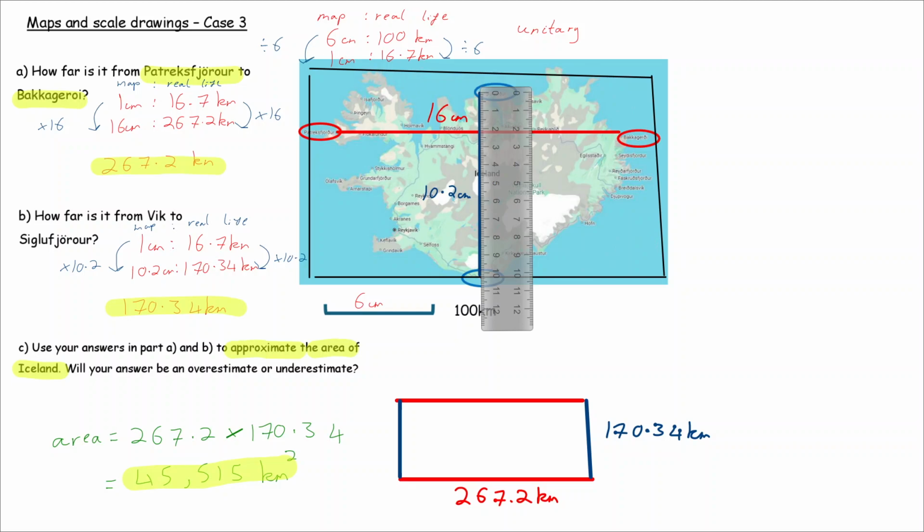Let's just type that in to finish up with. It's going to be an overestimate. And there we go. That is the last part of maps and scales, and hopefully that was quite a nice one to finish up with. Okay, thank you for watching.